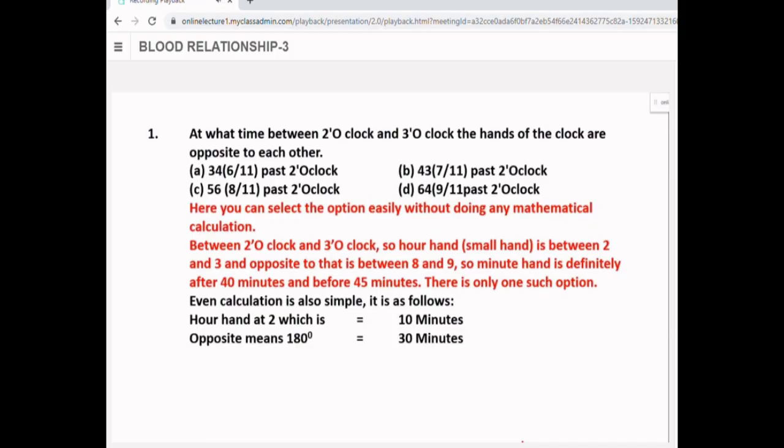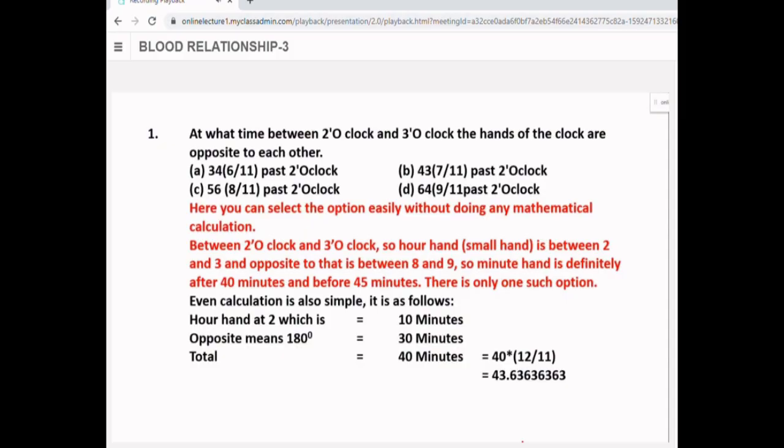Okay. Now total of that is 40 minutes. So what I did: hour hand, where is the hour hand? At 2 o'clock, at 2. So that means 10 minutes. Opposite means 180 degree, and 180 degree is always 30 minutes. So 40. Now 40 into that formula, 40 into 12 upon 11. That comes to 43.63 recurring.